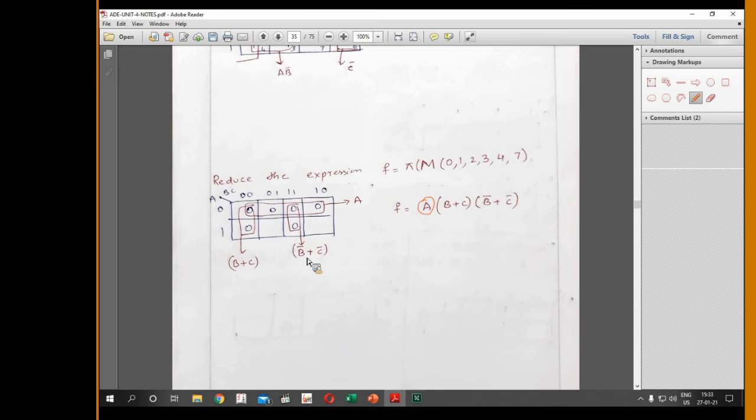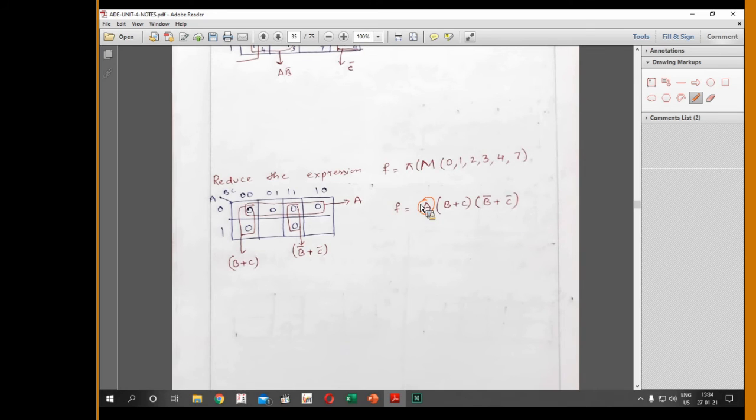Next, the second pair formation, which is B bar OR C bar. A is 0 for one max term and 1 for the other, so it is eliminated from the function, and these two are represented in the minimal expression since they are common for these two max terms. So the pair eliminates one variable which is not common, which is A, and B and C, common for both max terms, are both assigned 1, hence we represent B bar OR C bar.